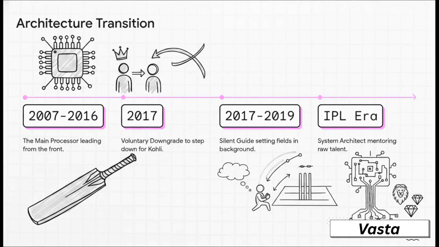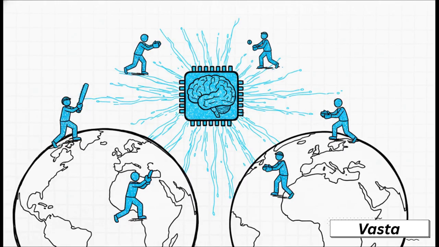From 2017 to 2019, he became the silent guide, setting fields from behind the stumps just to assist Kohli. And now, in the IPL era, he is purely the system architect, taking raw, unpolished talent like Matheesha Pathirana and mentoring them into elite performers. What all this means is that his code is now open source. When you watch a cricket match today, you are essentially watching the Dhoni simulation running globally.